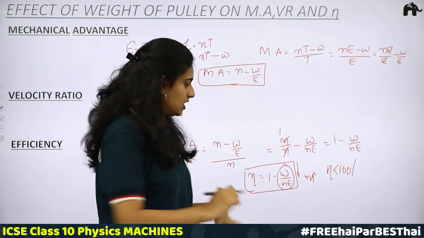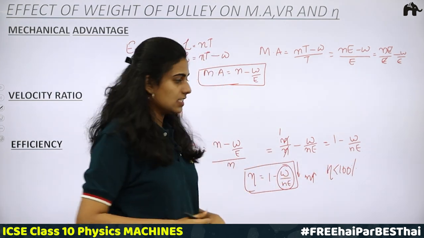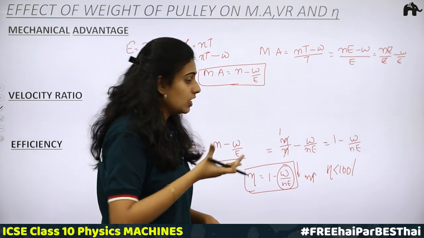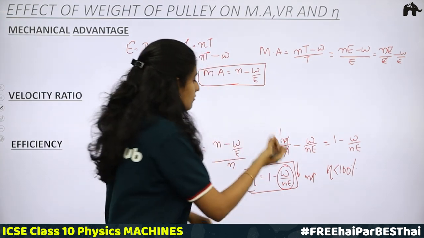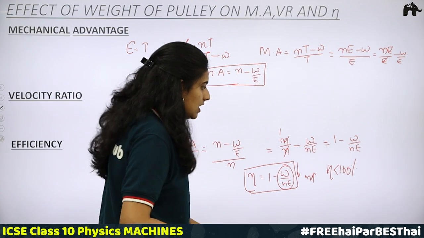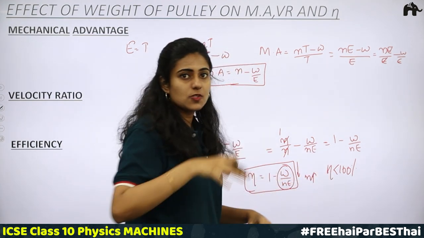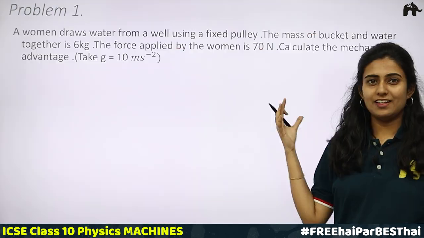or 100%. When the number of pulleys is increased, the weight of the pulleys and the friction, all the parts will be increasing, which means the efficiency goes on decreasing. Clear? Let's do a problem.